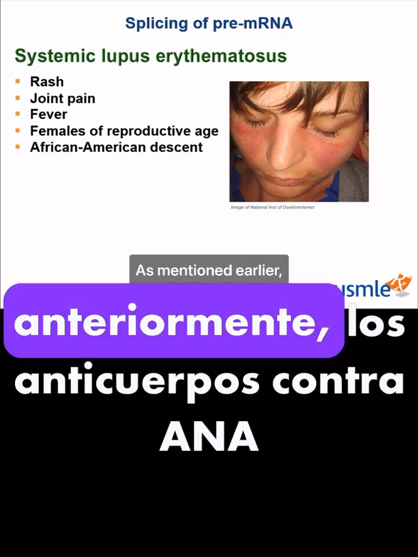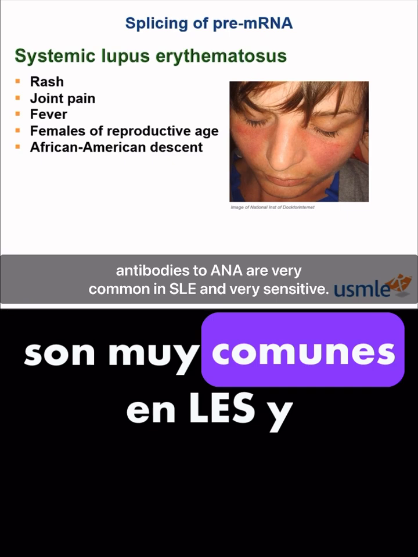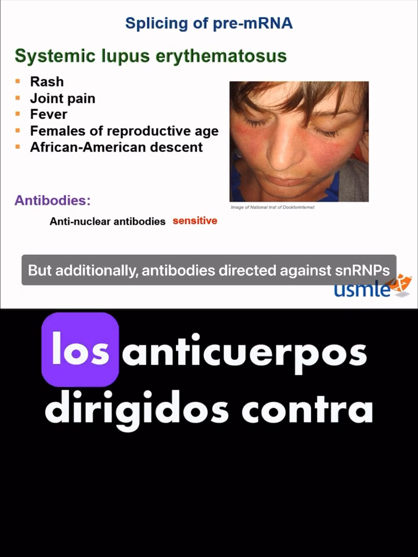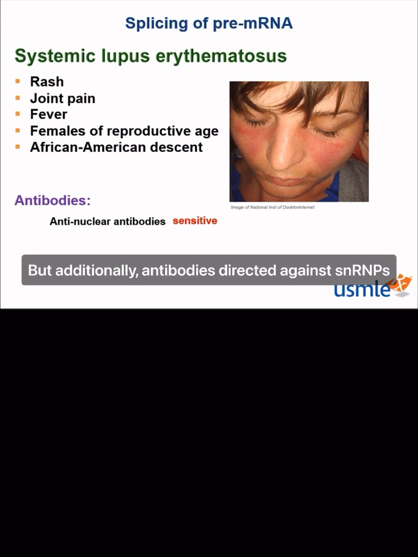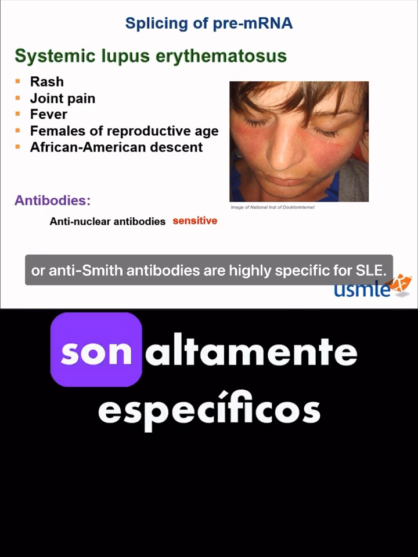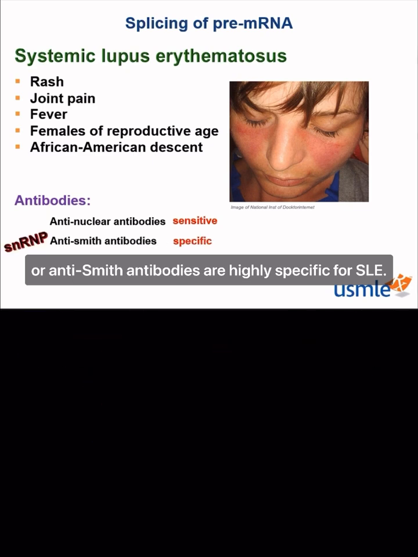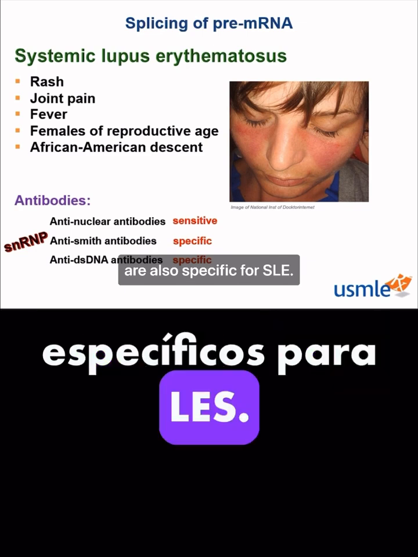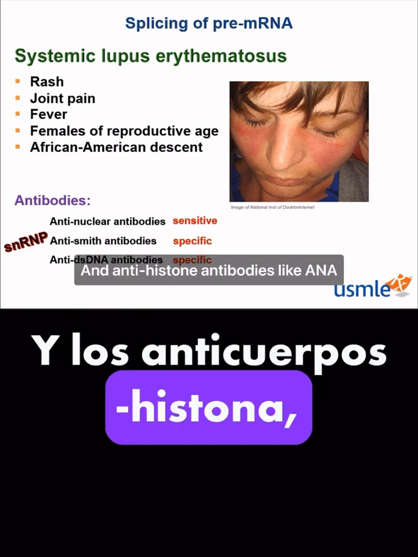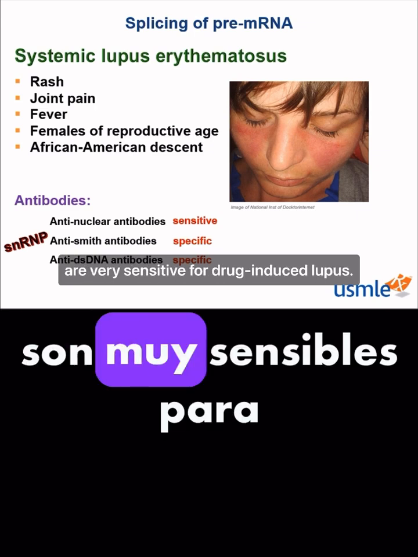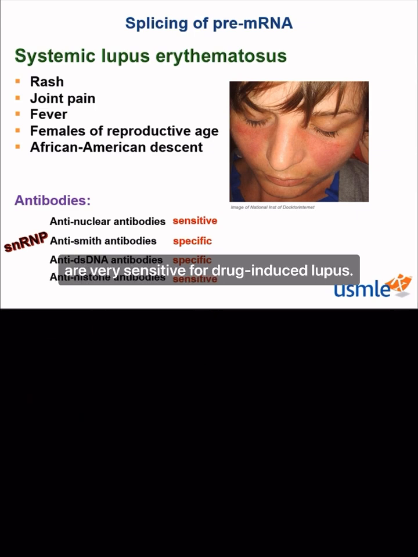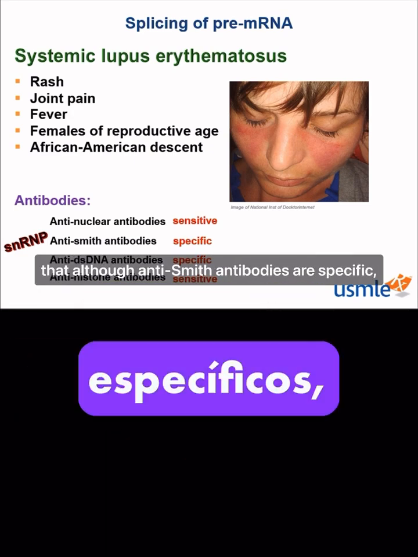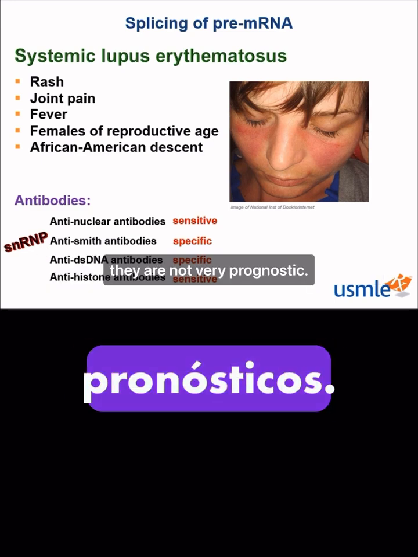As mentioned earlier, antibodies to ANA are very common in SLE and very sensitive. But additionally, antibodies directed against snRNPs, or anti-Smith antibodies, are highly specific for SLE. Anti-double-stranded DNA antibodies are also specific for SLE. And anti-histone antibodies, like ANA, are very sensitive for drug-induced lupus. It is also important to recognize that although anti-Smith antibodies are specific, they are not very prognostic.